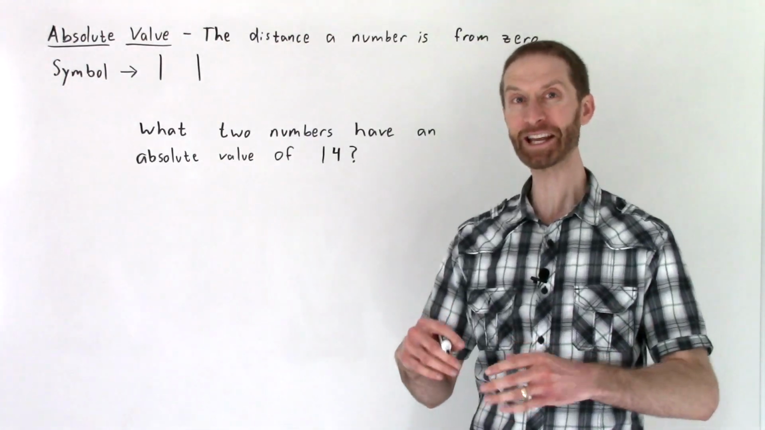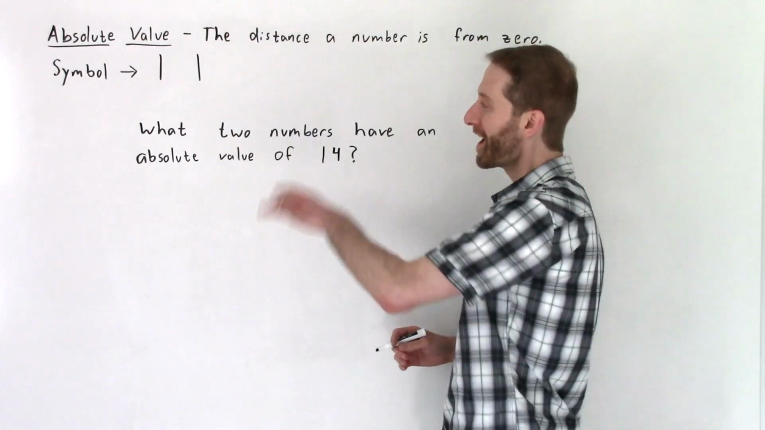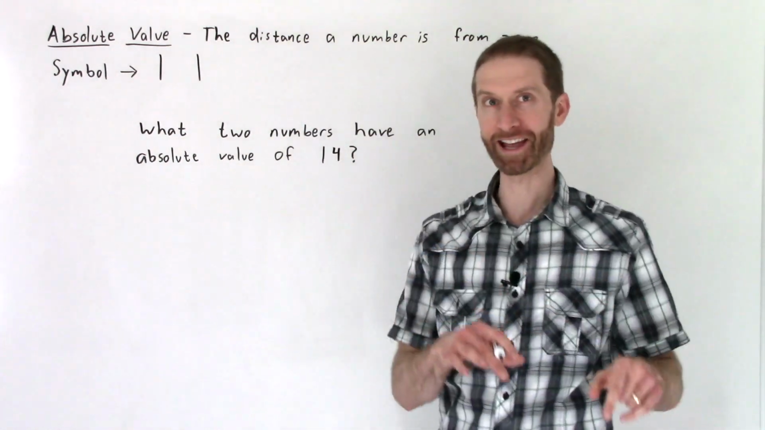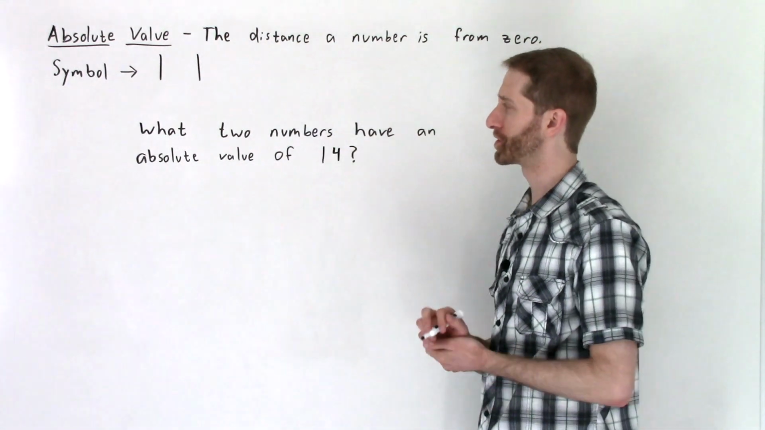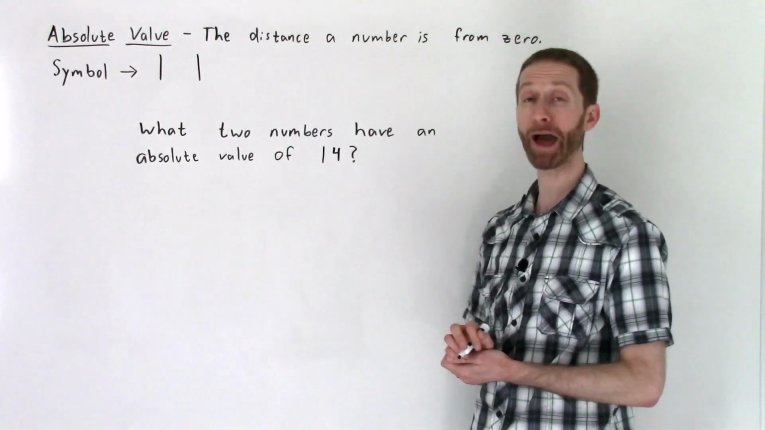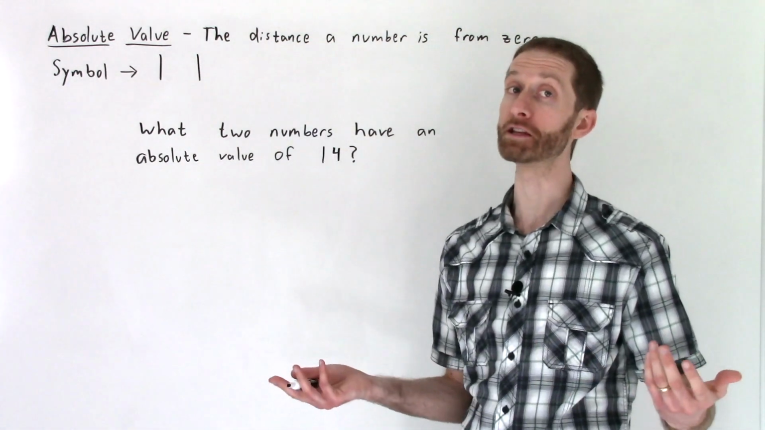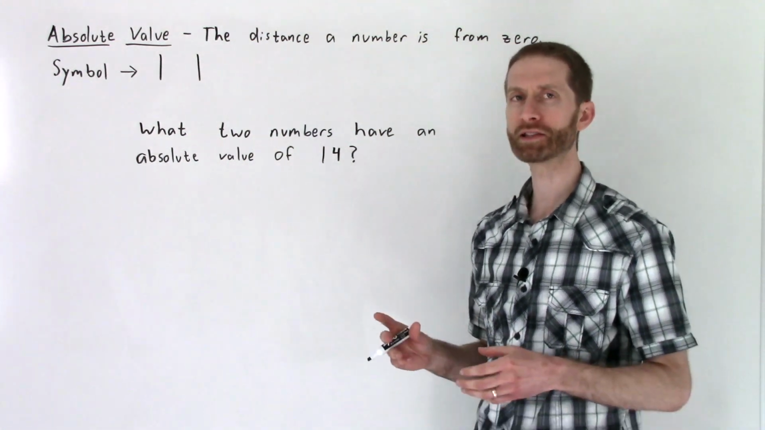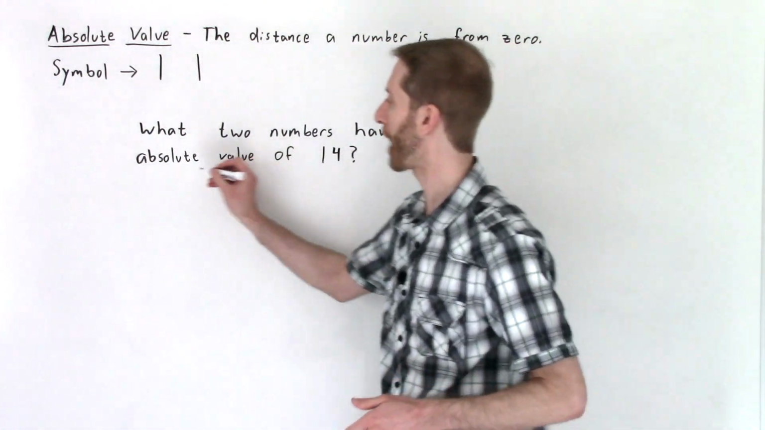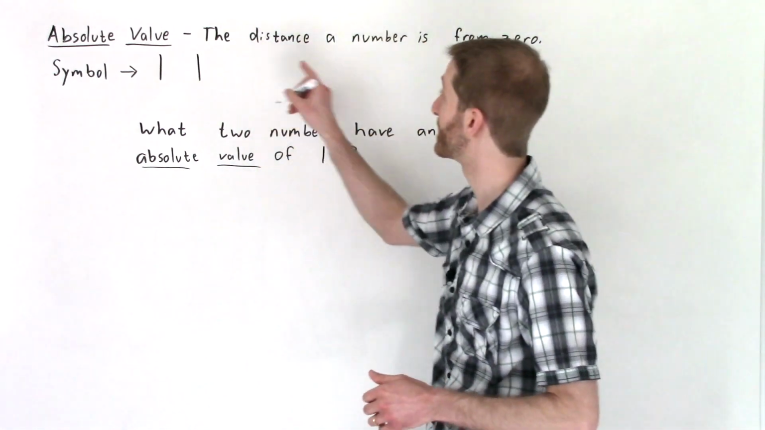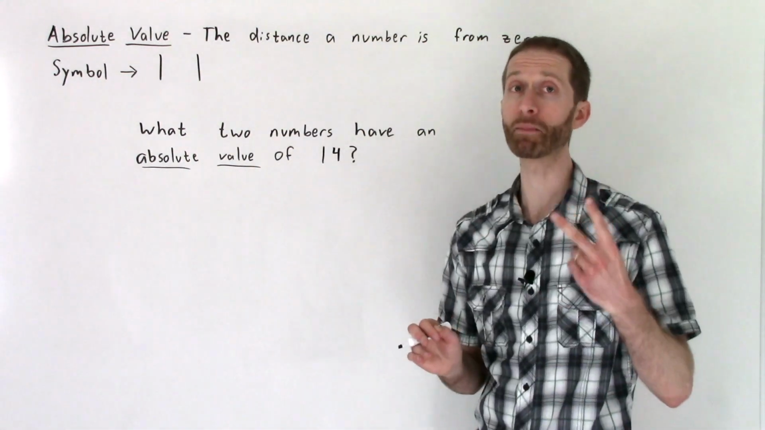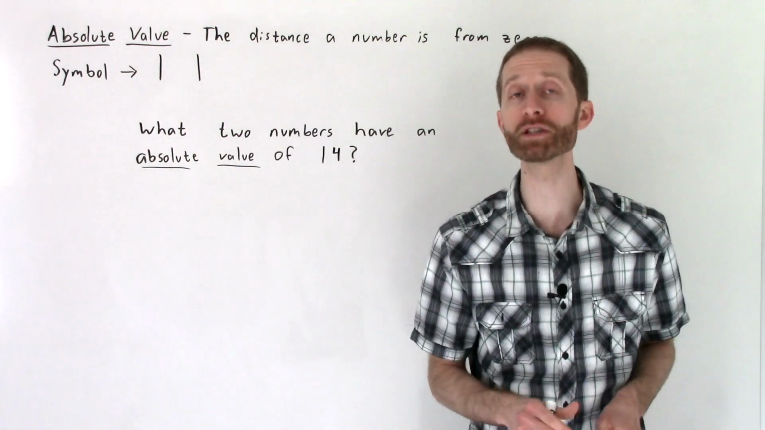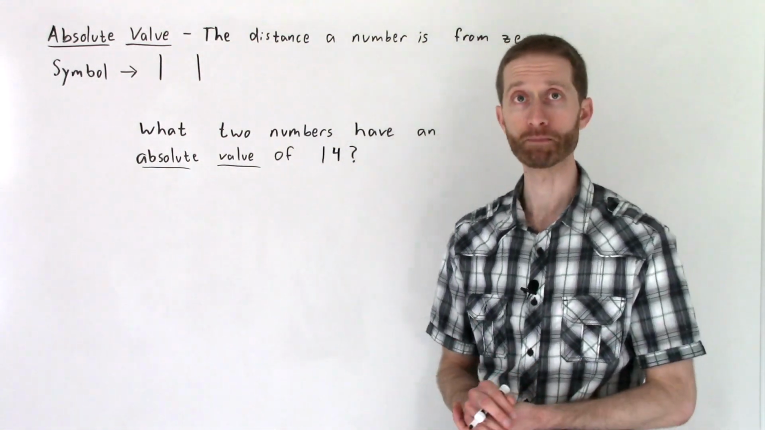Oh, I figured I'd sneak in a little bonus clip for you. A little challenge question here, right on the tail end of absolute value and what it is and how to take it. I'm giving you this challenge. It says, what two numbers have an absolute value of 14? This really gets down to the nitty-gritty of understanding what absolute value means. And remember, it is the distance a number is from 0. So really we're asking, what two numbers have a distance away from 0 of 14?